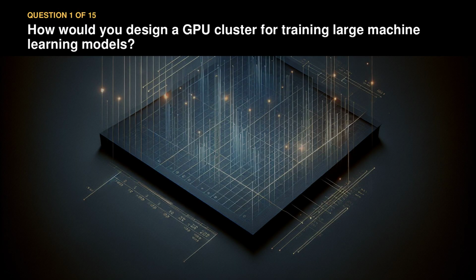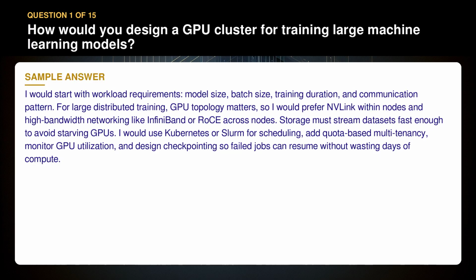Question 1. How would you design a GPU cluster for training large machine learning models? I would start with workload requirements: model size, batch size, training duration, and communication pattern. For large distributed training, GPU topology matters, so I would prefer NVLink within nodes and high bandwidth networking like InfiniBand or RoCE across nodes.